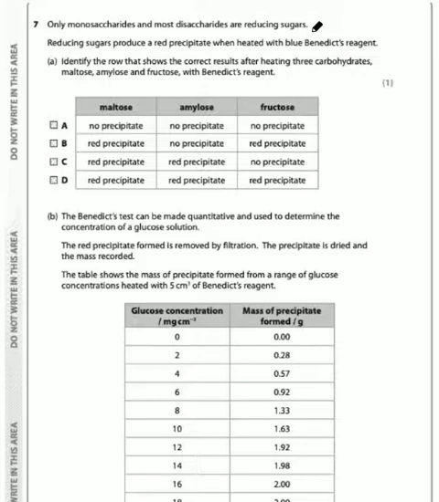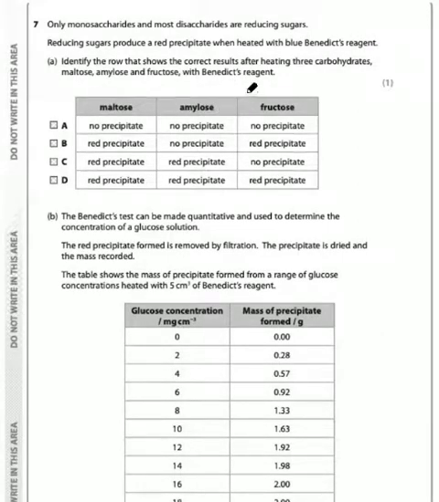And so if we come onto here, we can see maltose is the first option, and maltose is made of 2 glucose units, and so it will show a precipitate. Amylose is a polysaccharide, and although it's composed of many glucose units, it's a complex carbohydrate, and so you don't have polysaccharides interacting with Benedict's reagent.